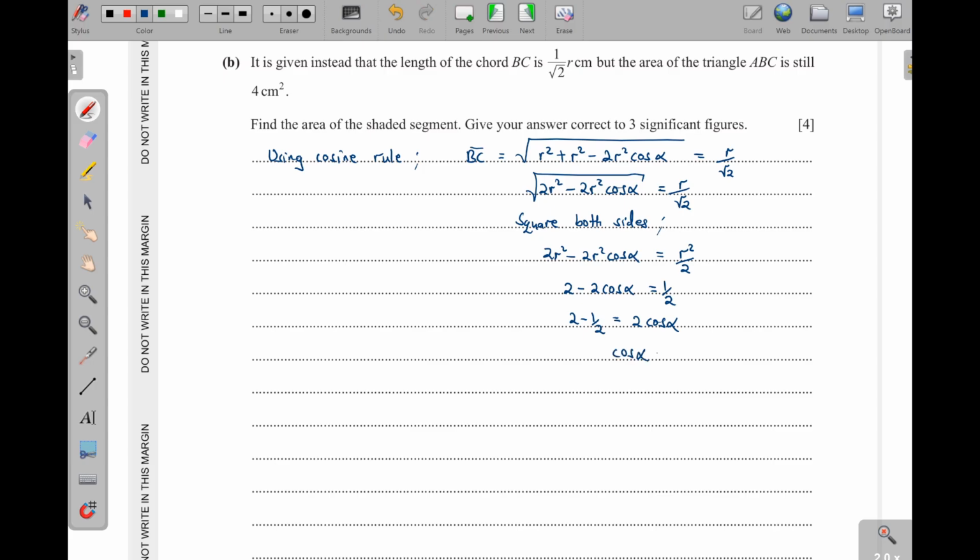So cos alpha is equal to 3 out of 4, meaning alpha will be equal to the arc cos of 3 out of what? 4. I can keep that. Then from there, what else do we have? Remember, area of the shaded segment, I will need a half times r, then sine alpha. So what will be sine alpha? This is cos alpha. You can use this triangle here.